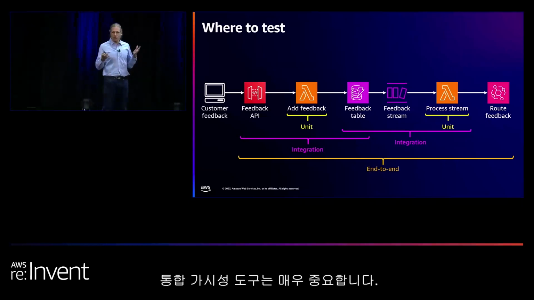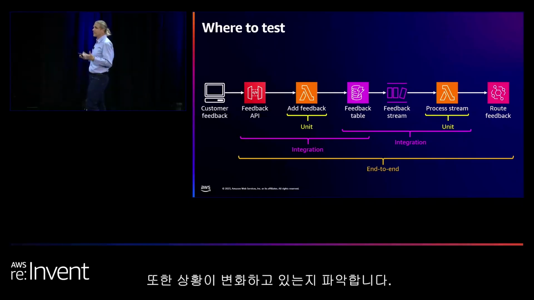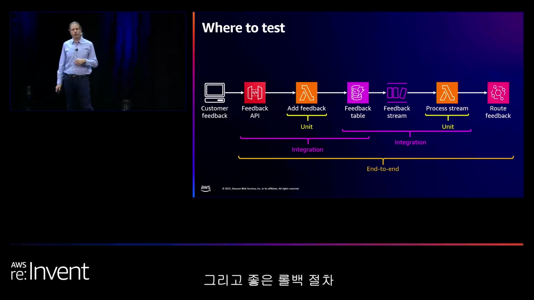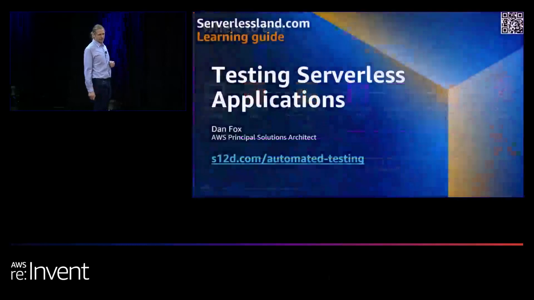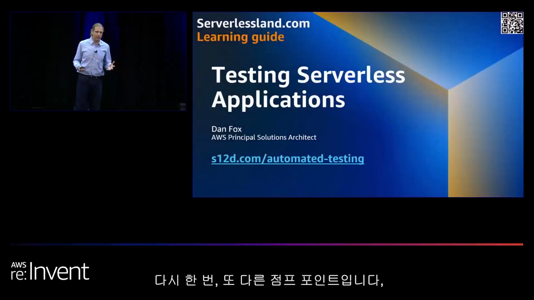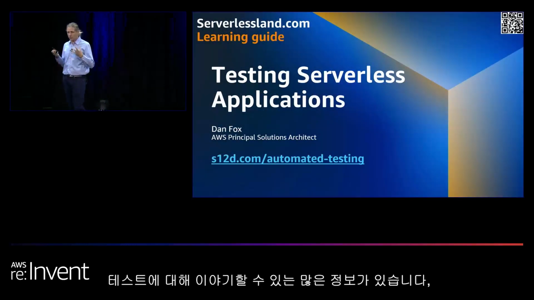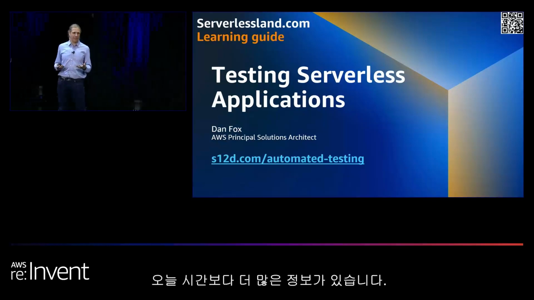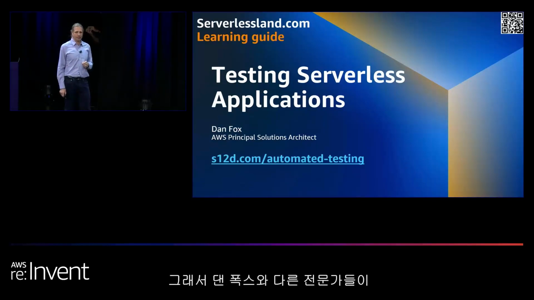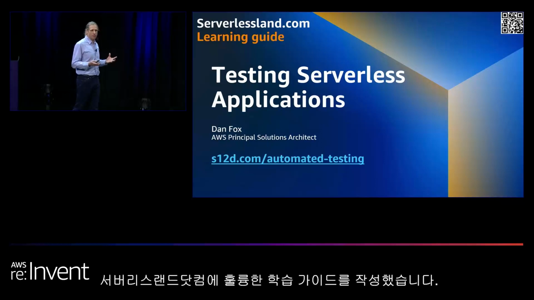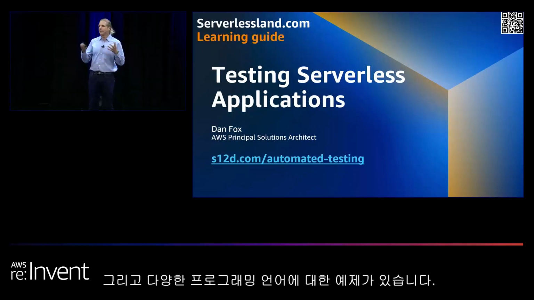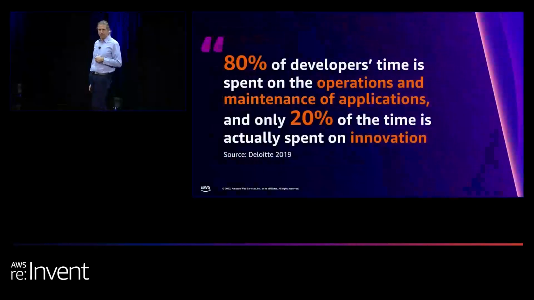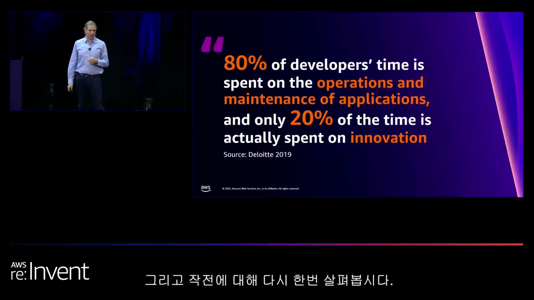Observability tooling is super critical to measure what's happening and also understand if things are changing. And good rollback procedures then allow you to reduce the risk and also increase your agility. Again, another jumping off point, plenty more information to talk about testing, more than we've got time for today. So Dan Fox and some other experts have written a superb learning guide on serverlessland.com, which has loads of information, and the link is in the resources page. And there are examples for various programming languages. Super helpful.